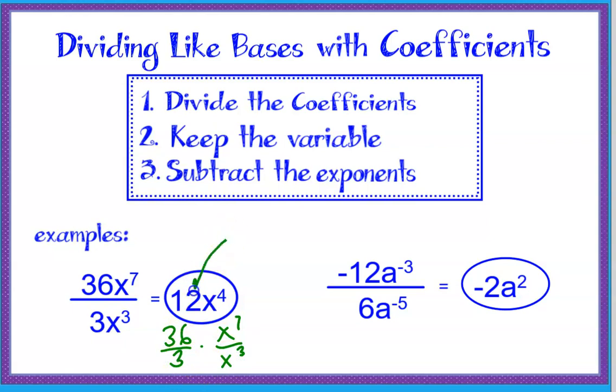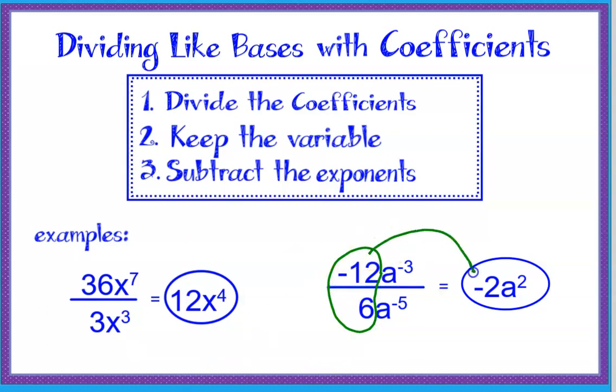36 divided by 3 is 12, and 7, my numerator exponent, take away 3, my denominator exponent, is 4. So again, we pull the coefficients out separately, we divide them because it's a division problem, and we write that coefficient first. Then we keep our letter base the same, a stays a, and then we write our numerator exponent, we write our denominator exponent, and we write a minus in the middle.